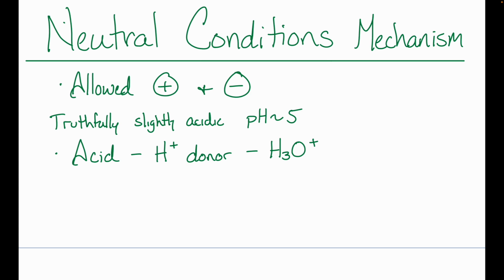So for acids, for our proton donors, we'll use hydronium. And then what do we think we'll use for our bases? And our H plus acceptors. At that pH of 5, we're still using it in that slightly acidic region. So we're not going to have any hydroxide. We're going to use water.